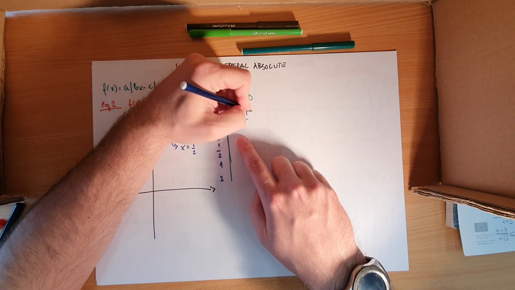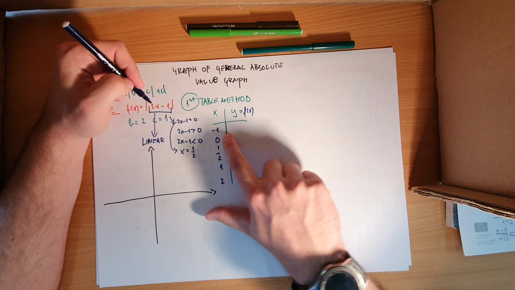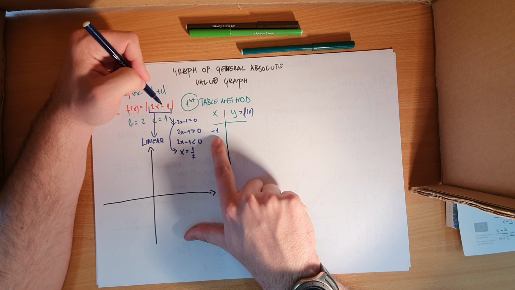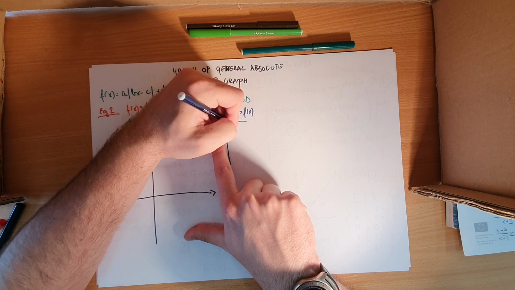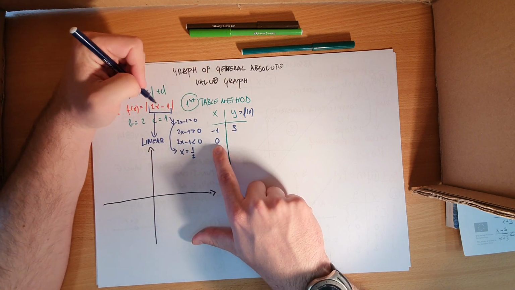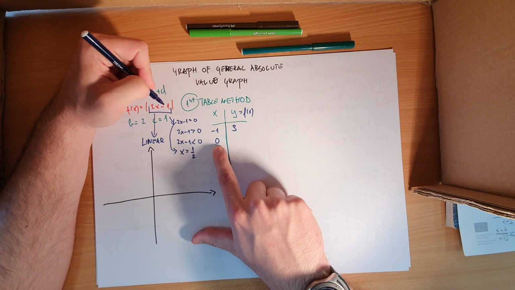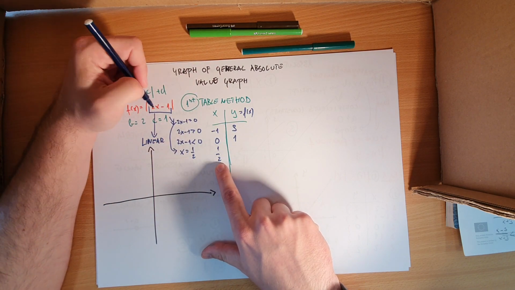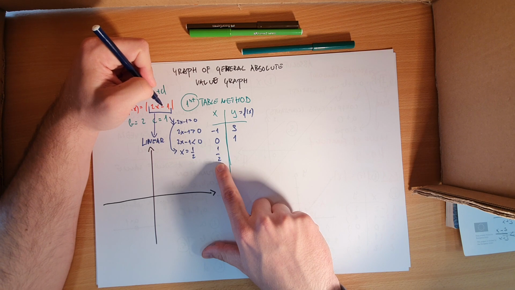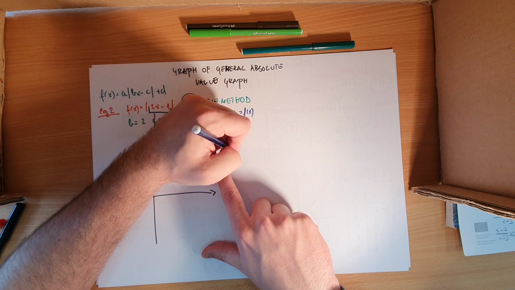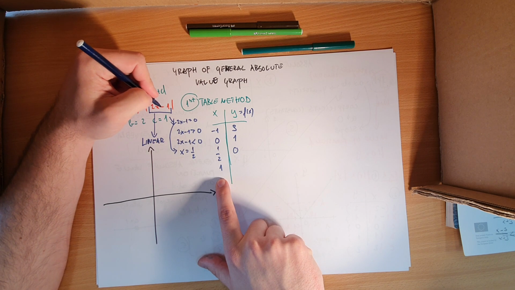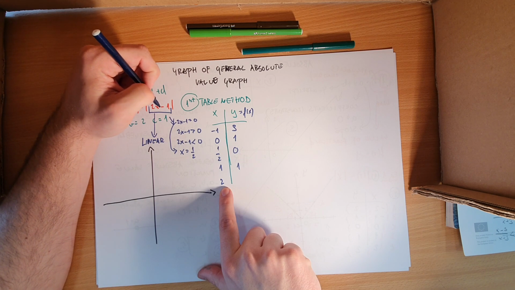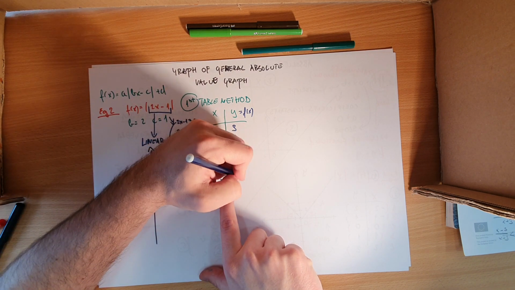So this is basically f of x. And we can calculate it. So for minus 1, 2 times minus 1 is minus 2, minus 1 is minus 3 altogether. Absolute value of minus 3 is 3. 0, 2 times 0 is 0, minus 1 is minus 1, absolute value of minus 1 is 1. 1 over 2, 2 times 1 over 2 is 1, minus 1 is 0, absolute value of 0 is 0. 2 times 1 is 2, minus 1 is 1, absolute value of 1 is 1, and 2 times 2 is 4, minus 1 is 3, absolute value of 3 is 3.